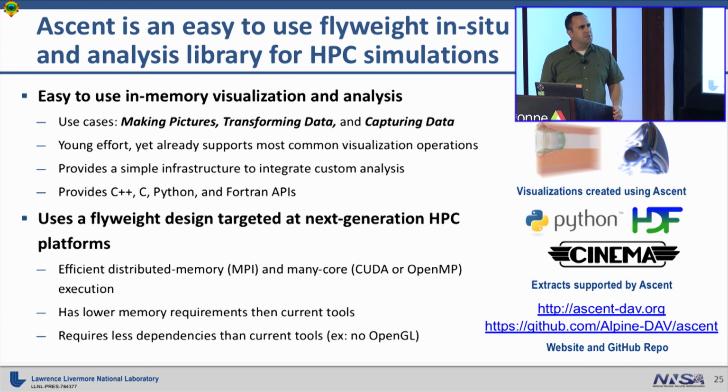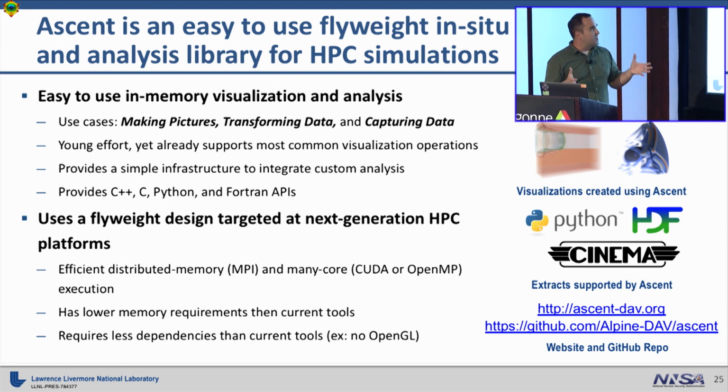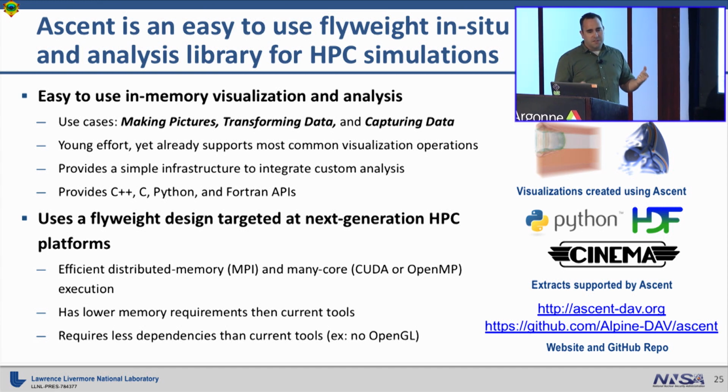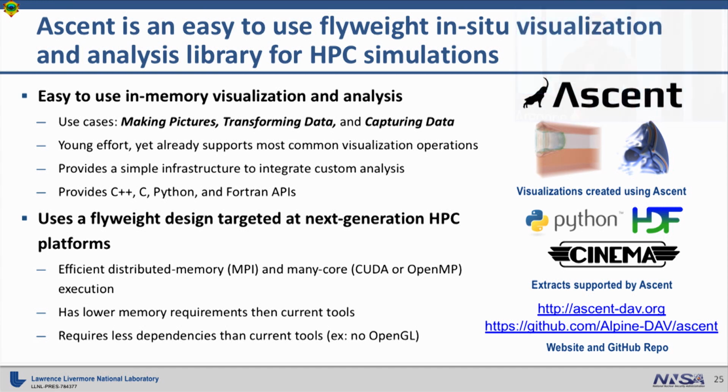Ascent, again, is this easy-to-use flyweight in situ visualization and analysis library. It's framed around three things: give me some pictures, do something to my data, and give me my data so I can do it somewhere else. It uses Conduit as an interface, and that's how we get our C, C++, Python, and Fortran APIs. And again, it leverages VTK-m.